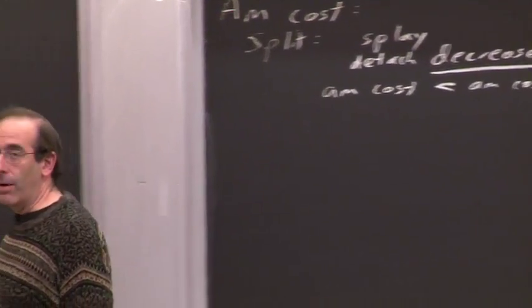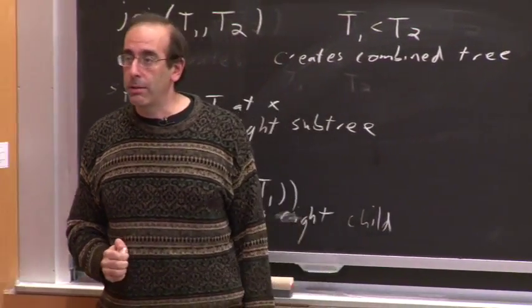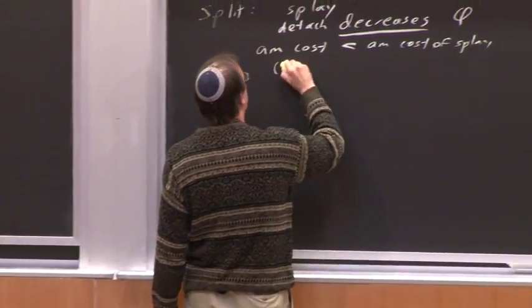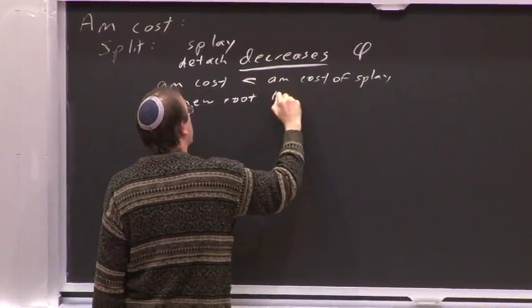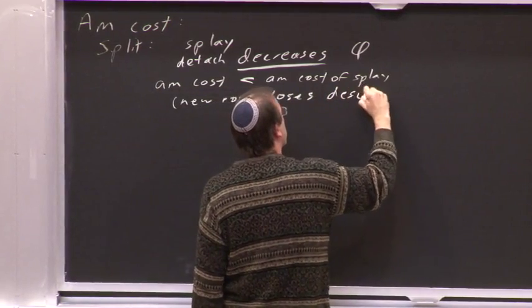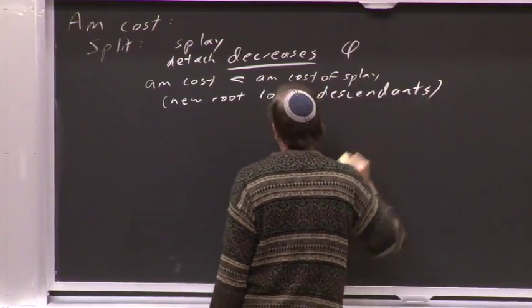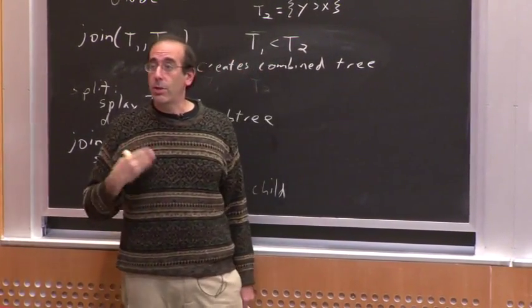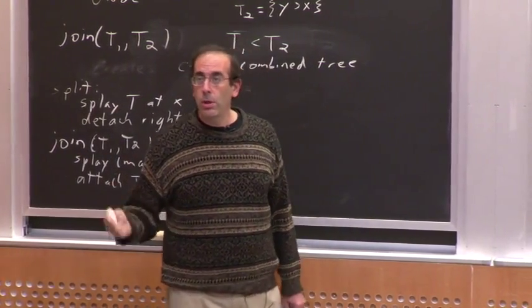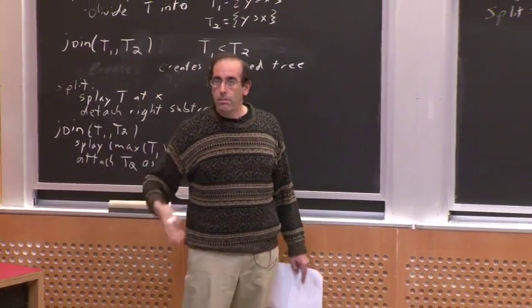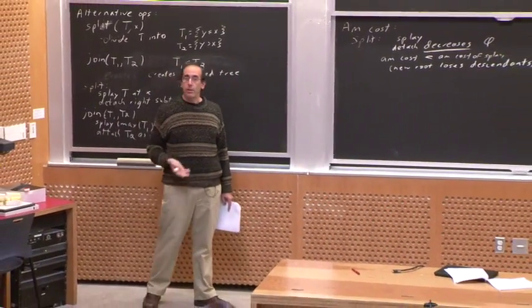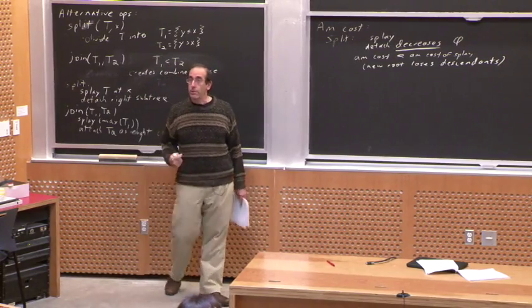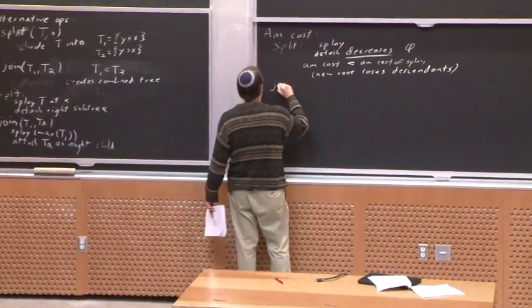Why is the potential going down? Where is the decrease happening? Yeah? That's the new root. The new root, right? The new root loses descendants. So its size decreases, and therefore its rank decreases, and therefore its contribution to the potential decreases. Now, does any other node lose descendants, size, potential? Everything else is unchanged, right? So only at the root is there a change in potential, and it goes down. So that's great. Okay. What about the join?